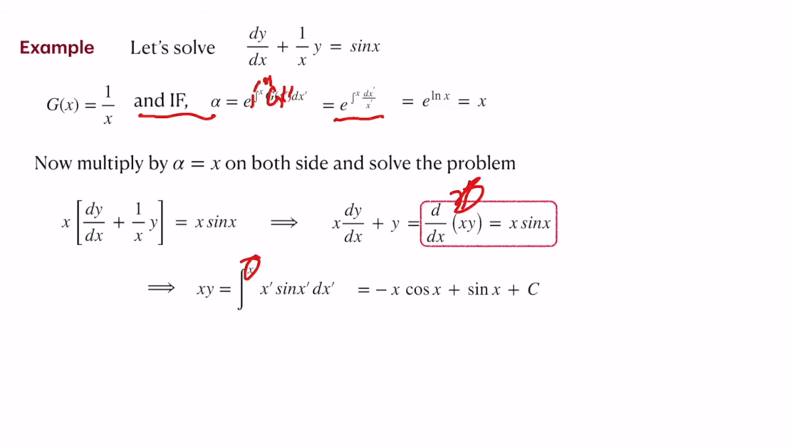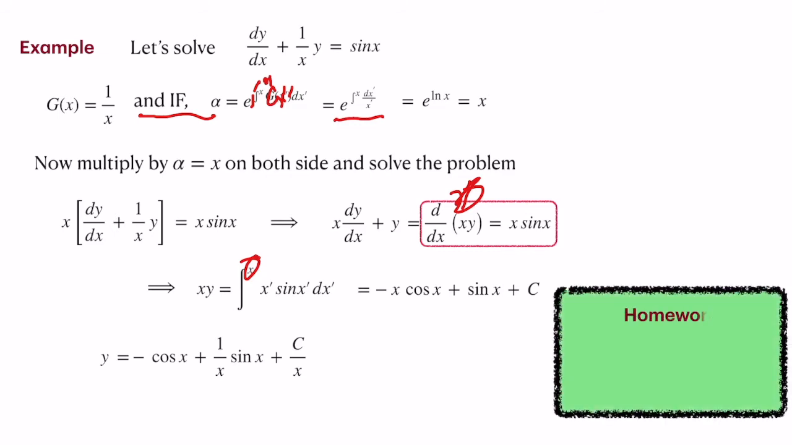So this integration, we have seen, can be easily done using integration by parts. We had a similar function when we did the Fourier series of the function f of x is equal to x. So once we do that, we have the solution y is equal to minus cos x plus 1 by x sin x plus c by x, where c is a constant in this case, and this is how we determine the solution to a linear first order ordinary differential equation.